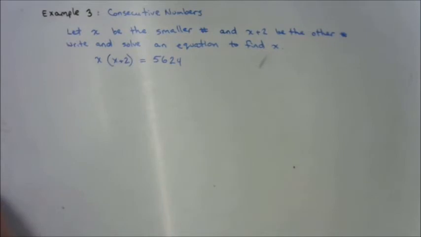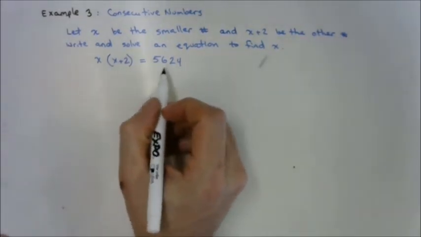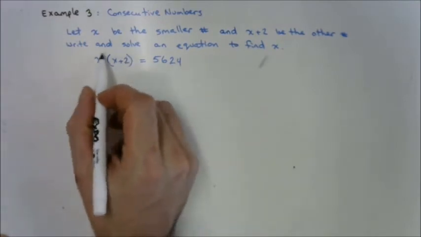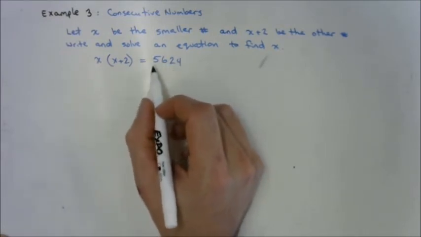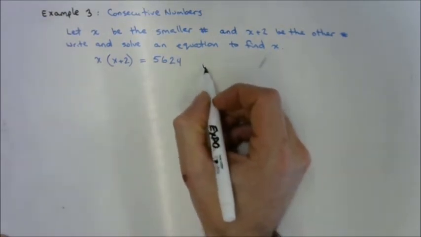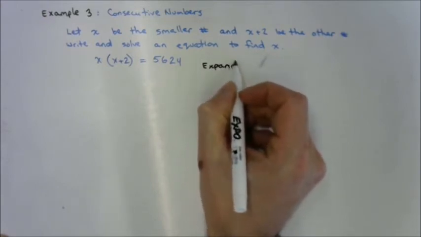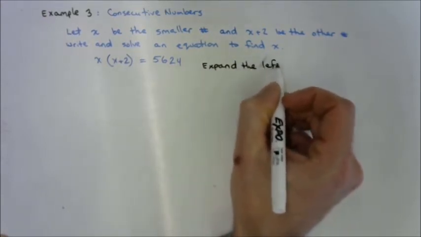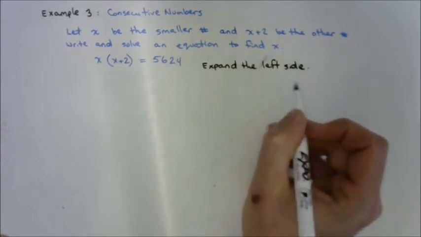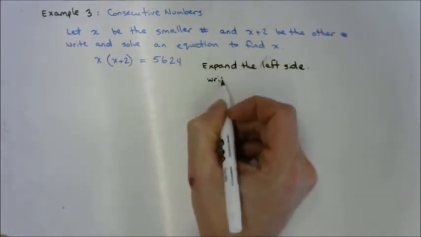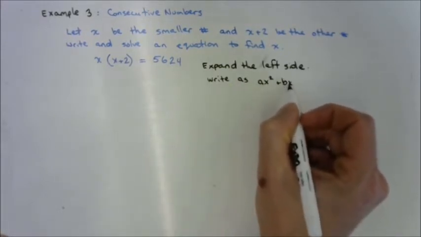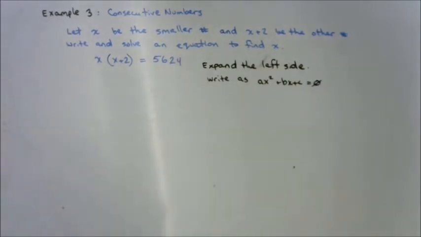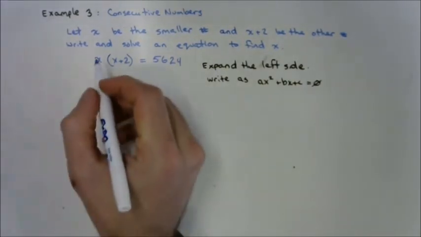This is pretty straightforward. From here, it's a pretty simple quadratic. But again, it's not in standard form. So what do we need to do? We need to expand the left side and then put it in standard form, which would make it equal 0, okay? So here we go. We're going to expand the left side, then write as ax squared plus bx plus c equals 0. So expand the left side.